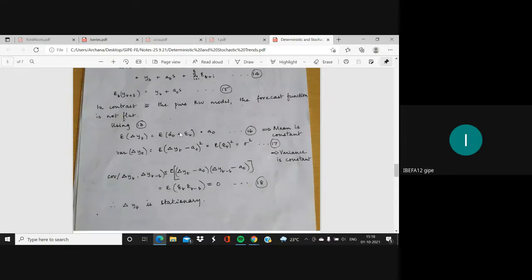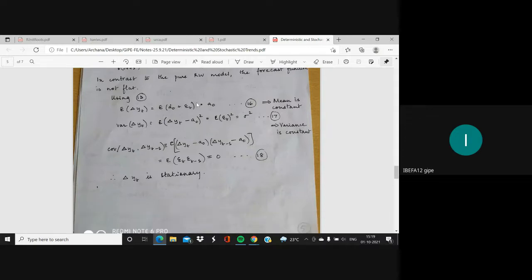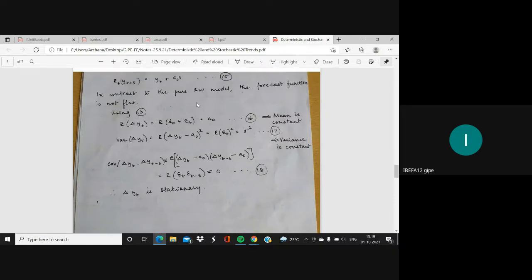Similarly, if you take the expectation of this now, you'll find that it's equal to yt plus a naught s. So you will be able to forecast S periods into the future. Now, in contrast to the pure random walk model, the forecast function is not flat.